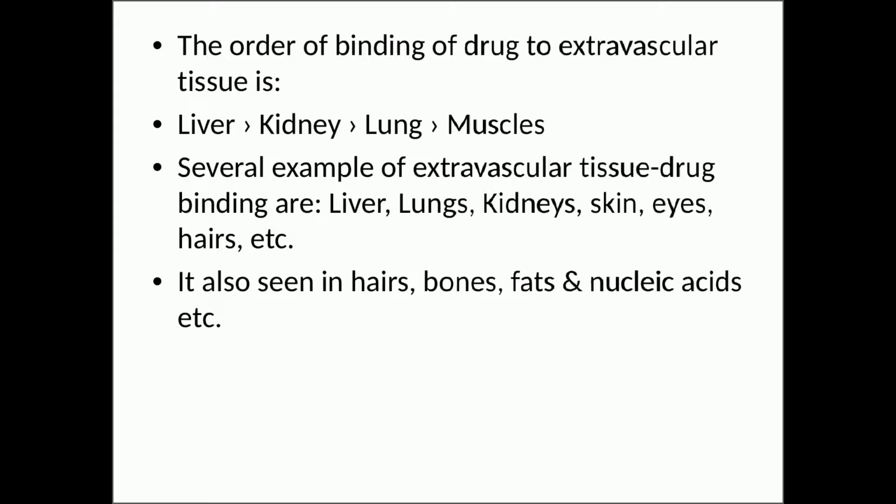Now the order of binding of drug to extravascular tissue is that the maximum amount of drug is bound or stored in liver, then kidney, then lung, and the smallest amount of drug is bound to various muscles. Several examples of extravascular tissue drug binding are liver, lung, kidneys, skin, eyes, hair, etc. It is also seen in hair, bone, fat, and nucleic acid.